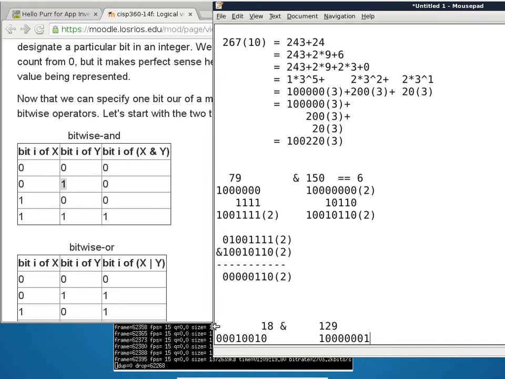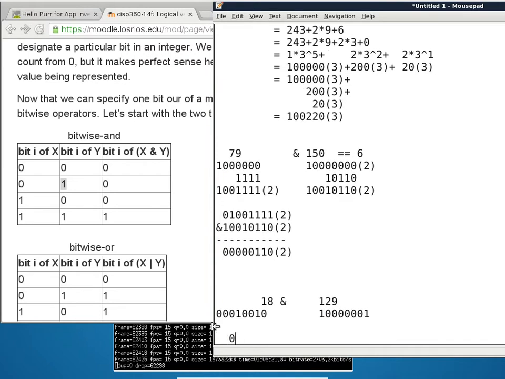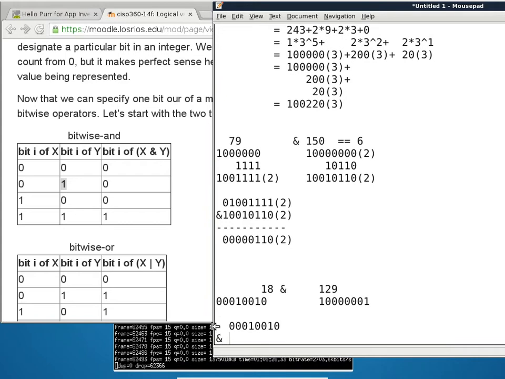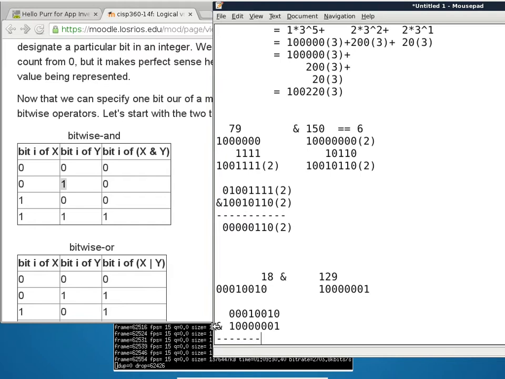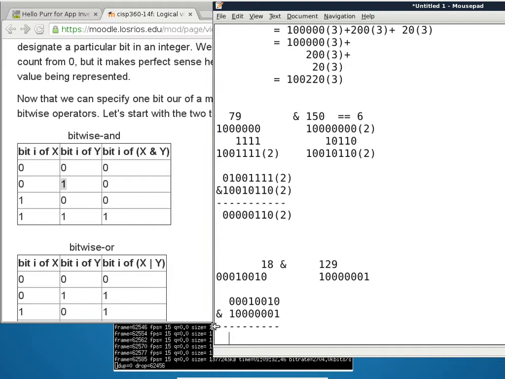When you look at the bitwise AND of these two numbers, 0001 0010 bitwise AND 1000 0001, I don't have to look up the table to tell you that it's going to be zeros, because you cannot find one column with two 1s, and so that's why they're all going to be zeros. No big deal. That's a 0.